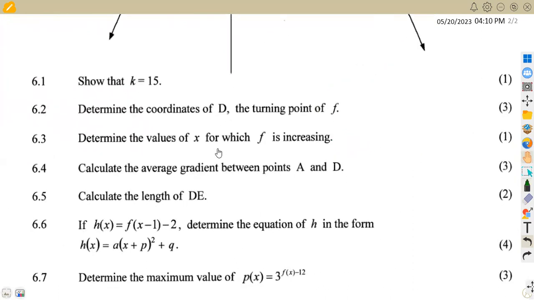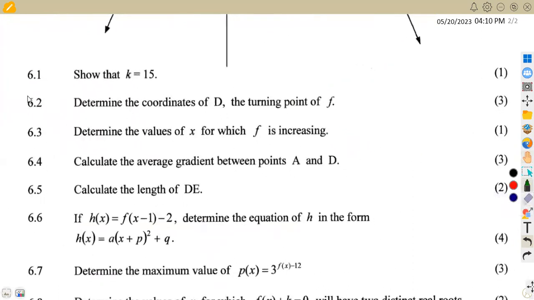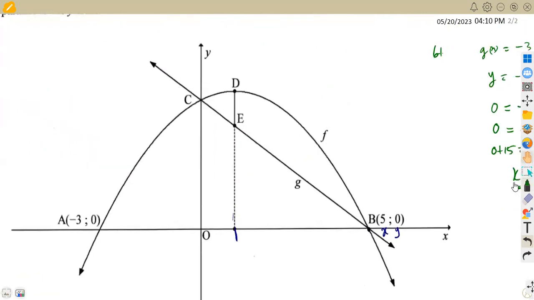From the other part, now on 6.2, we are asked to determine the coordinates of D, that is the turning point of f. So D is our turning point of f here. That is where we have our point D. Take note, that is where we have our D.